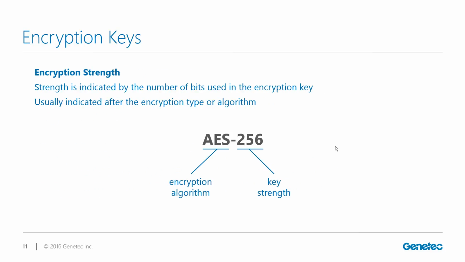Now just to cover a little terminology here, when we talk about encryption strength, we're actually talking about the number of bits in the key. If you hear somebody say something like AES 256, you know AES is the encryption algorithm, and 256 is the key strength, so that's a 256-bit encryption key that they're using.